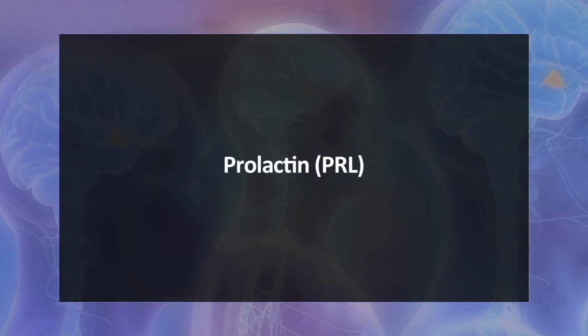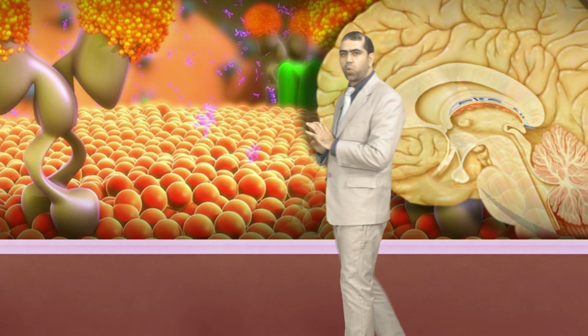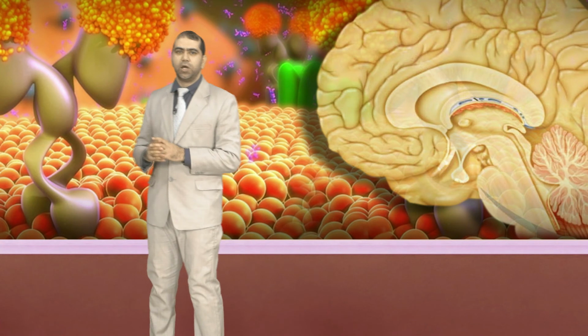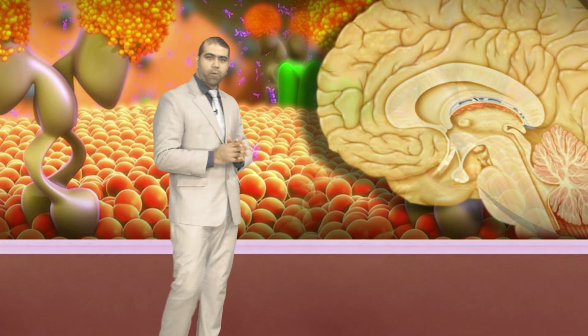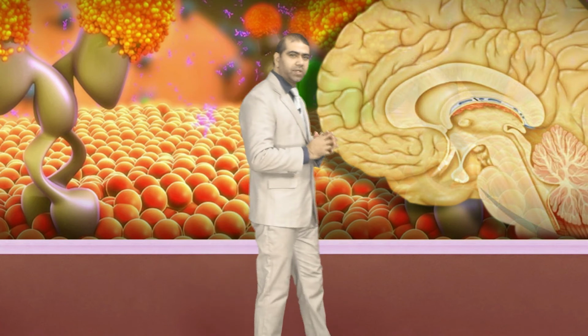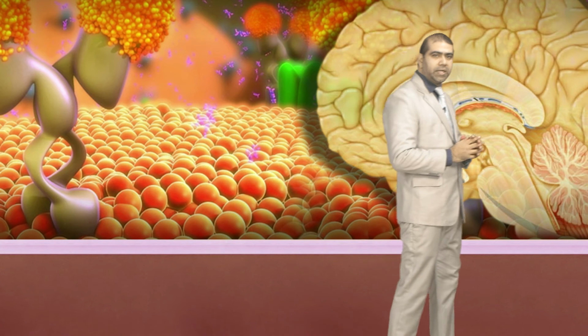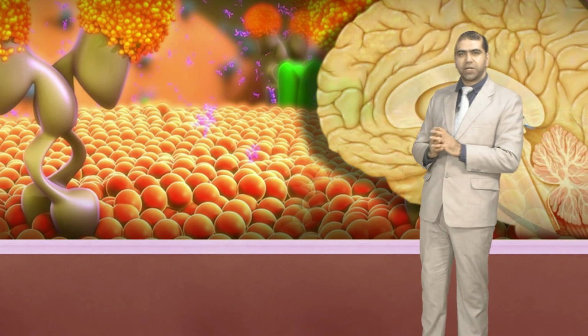Talking about the prolactin, prolactin is a single chain peptide made up of around 198 amino acids with a chemical structure very similar to that of the growth hormone. It is principally involved in cooperation with other hormones for the development of female breasts and in the initiation and maintenance of lactation, that is milk production, shortly after childbirth.